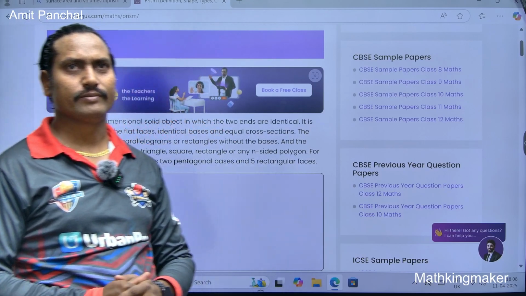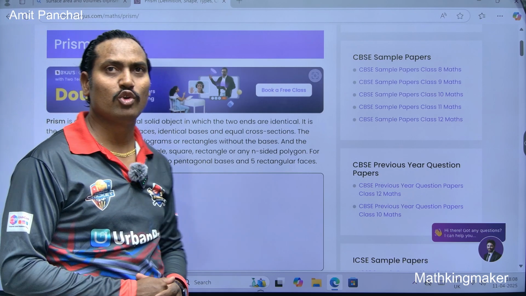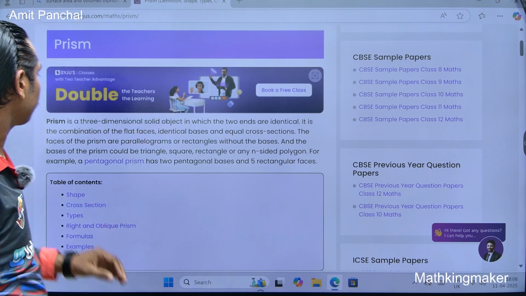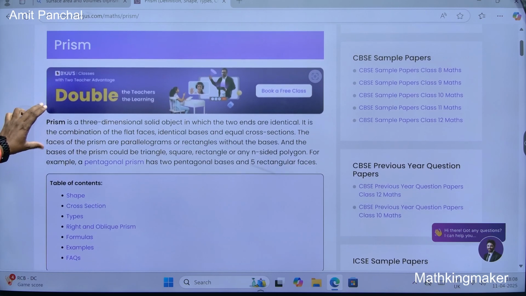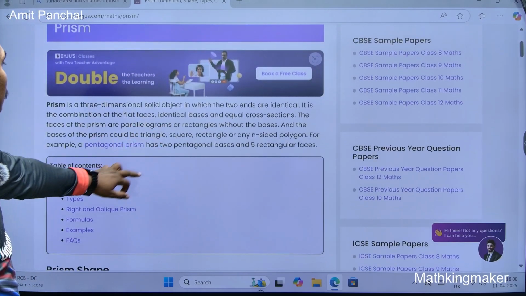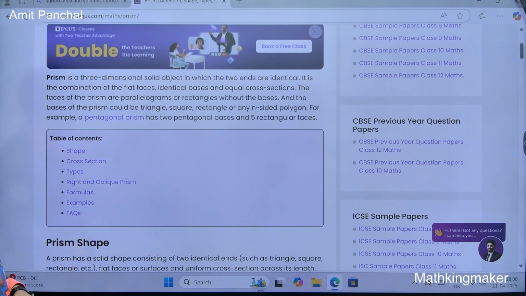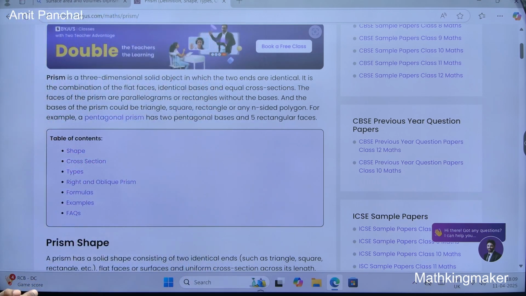Okay, so today you sent me that you want to study the surface area and volume of a prism. Have you seen a prism? Yes, sir. So a prism is a three-dimensional solid object. Is it visible? Yes, sir. It's visible. So it is a three-dimensional solid object in which the two ends are identical.